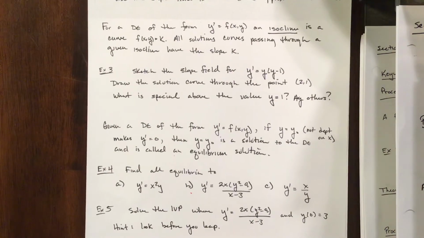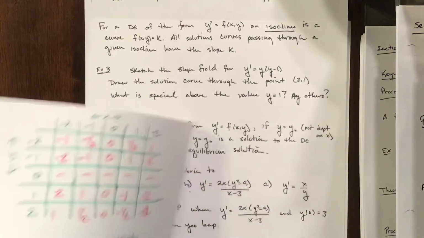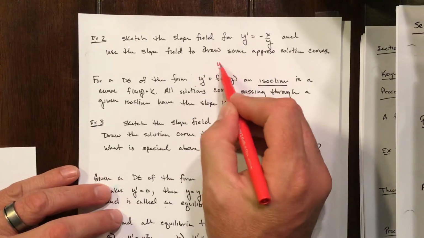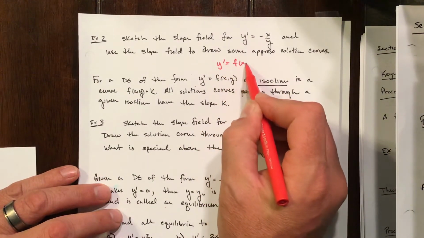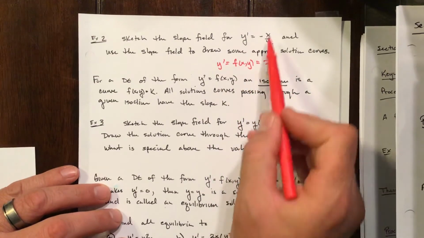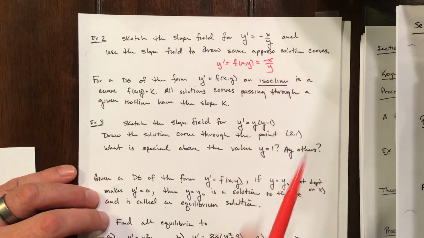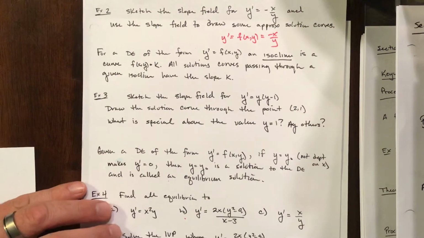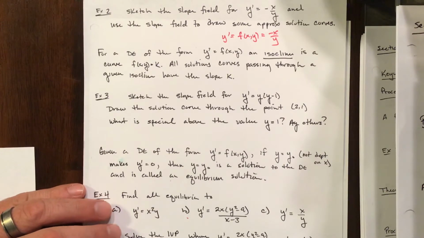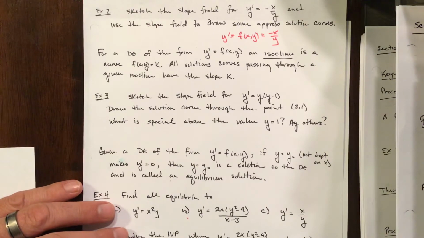Next. For a differential equation of the form y prime equals f of x comma y, okay, this is the form of the differential equation above, okay? So there's an x input and a y input. An isocline is defined to be a curve f of x, y equals k, where all solutions passing through a given isocline have a slope of k.